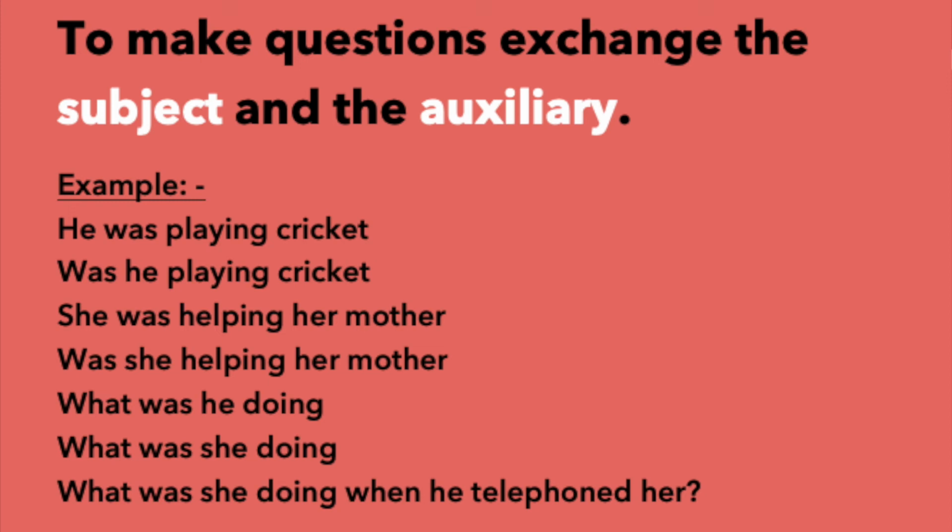Or you can ask questions by using question words as well in the past continuous tense. In these sentences, we used the auxiliary verb to ask questions. Was he playing cricket? Was she helping her mother? Then you can ask questions by using question words. What was he doing? He was playing cricket. What was she doing? She was helping her mother. Or what was she doing when he telephoned her? She was cooking when he telephoned her. So we can ask questions by using question words.